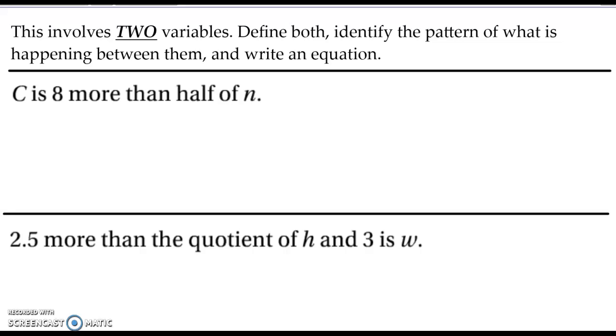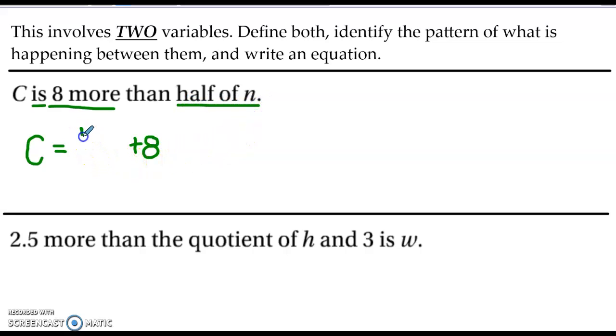To find both, identify the pattern of what is happening between them and write an equation. So we need to write an equation for C is 8 more than half of n. So we have C, and just go through it. Is, remember, means equal to. 8 more means that you are adding 8 to something. Right? So if you're 8 more, you'd add 8. If you were 8 less, you would subtract 8. So we're 8 more than something. That something is half of n, right?